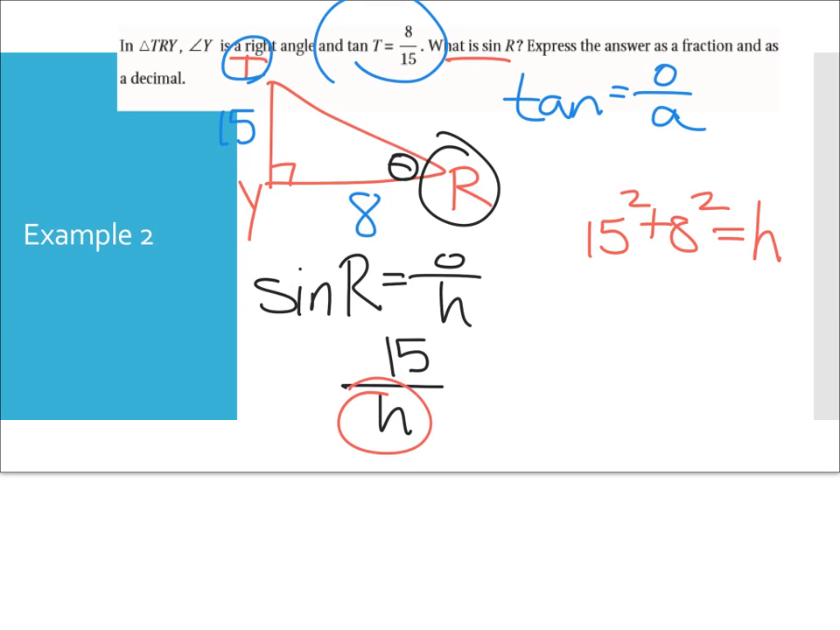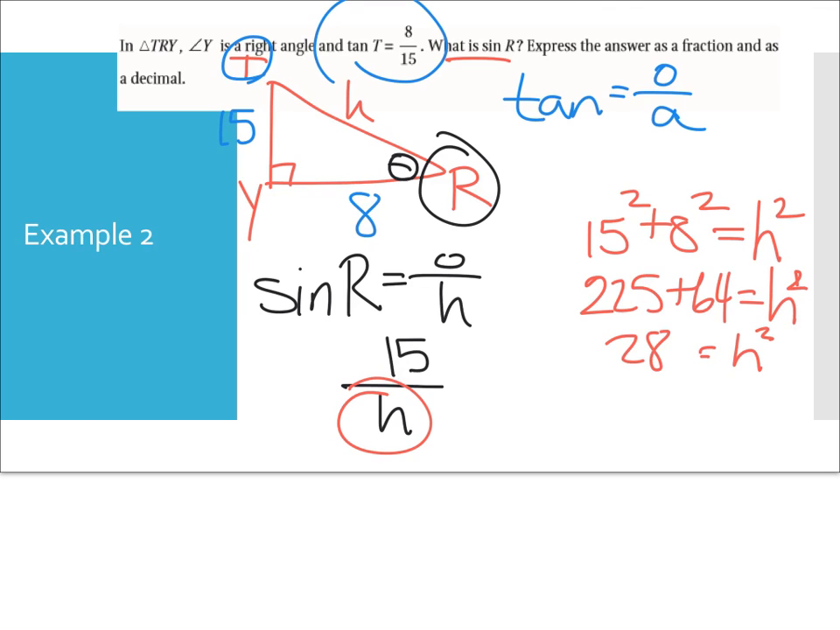That would equal, I'll even call it H squared. Quickly do your math. 225 plus 64 equals H squared. H squared equals 289. If you've memorized some square roots, you know this one without a calculator. H turns out to be 17 units long.